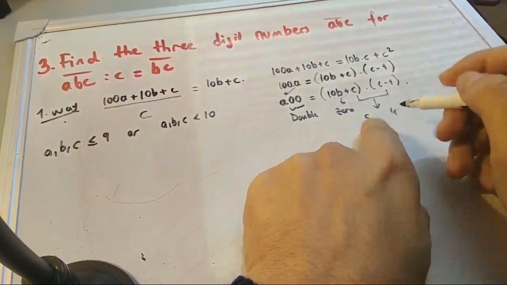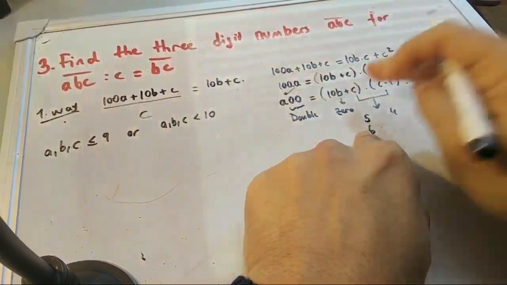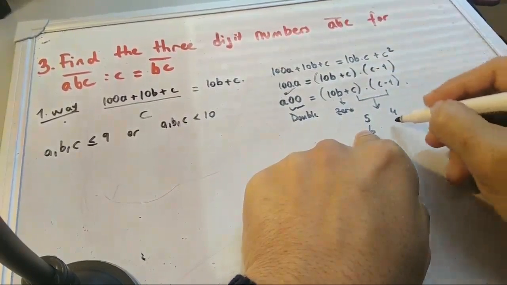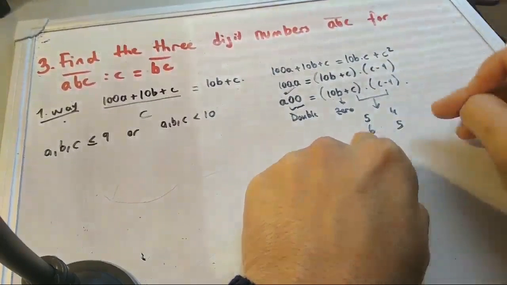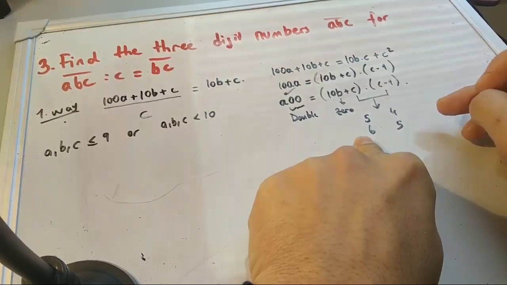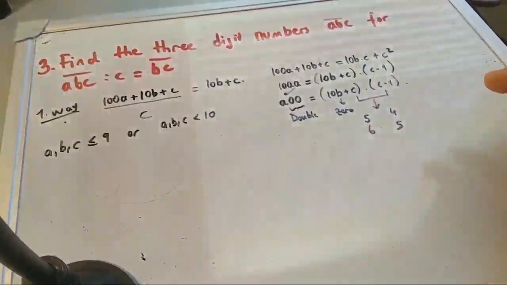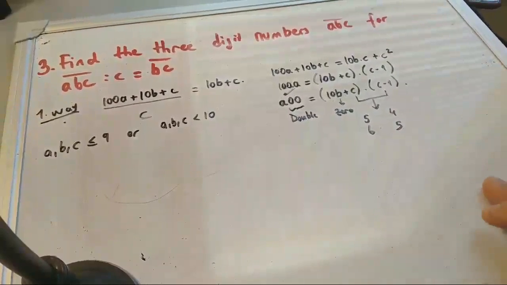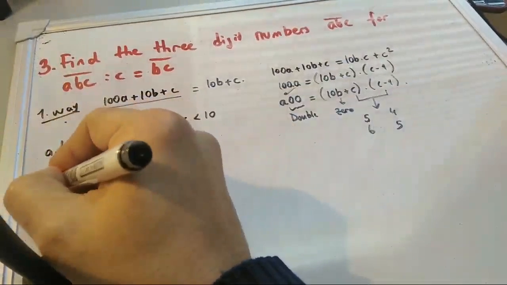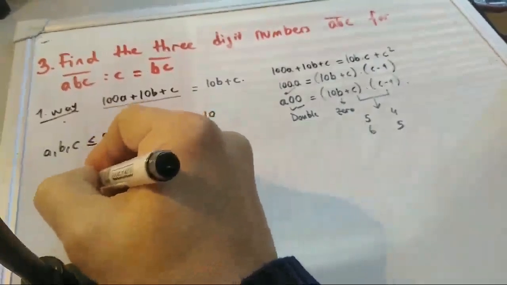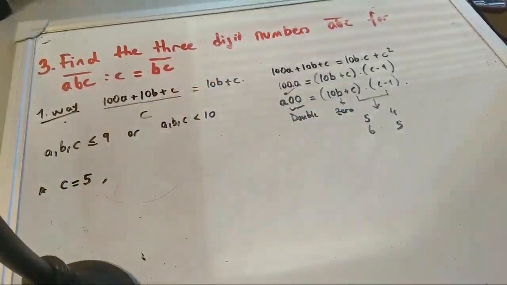Another possibility for C is 6. 6 minus 1 is 5. 6 times 5 is 30. Yes, the last digit is 0. So for C is 5, and for 6, we will try to solve it. First start with 5. For C is 5.